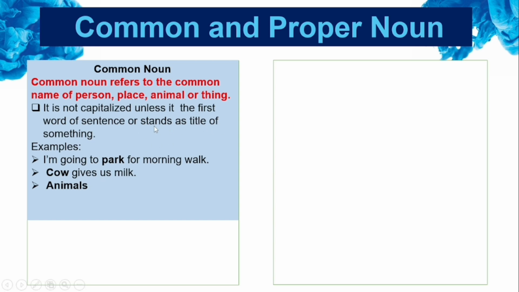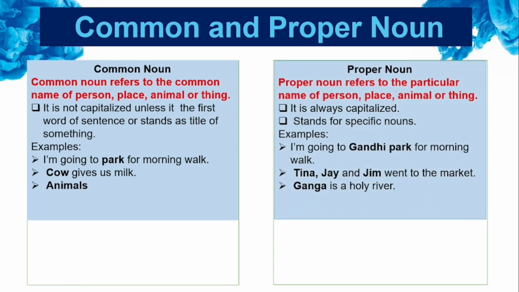Then the second exception is if it stands as a title. For example, you are studying a lesson in science and the topic is animals, right? So animal is the title. Though animal is a common noun, it should not be capitalized, but it is capital. Why? Because it is the title of a chapter.